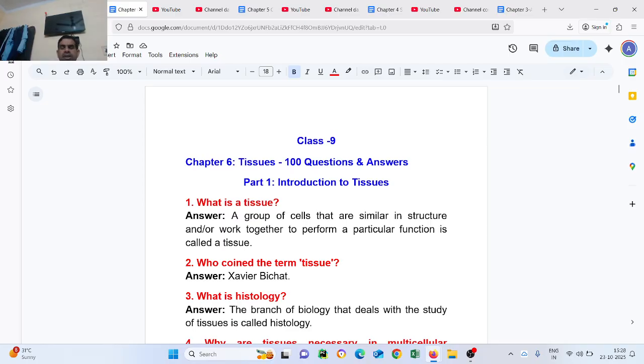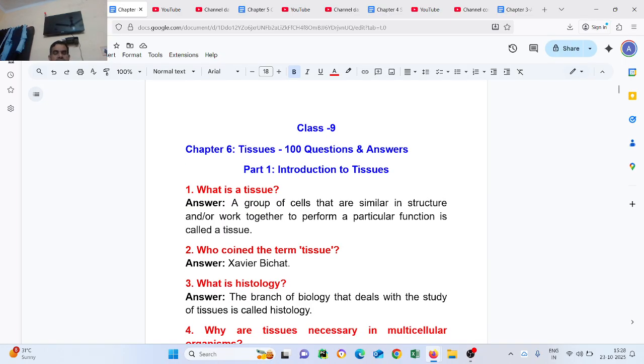What is tissue? A group of cells that are similar in structure and work together to perform a particular function is called tissue.